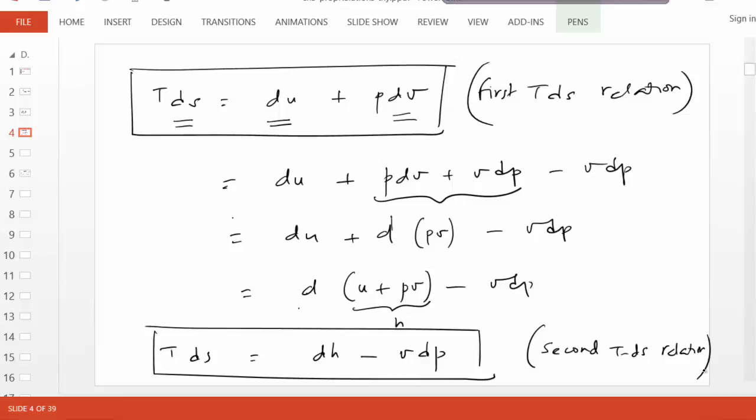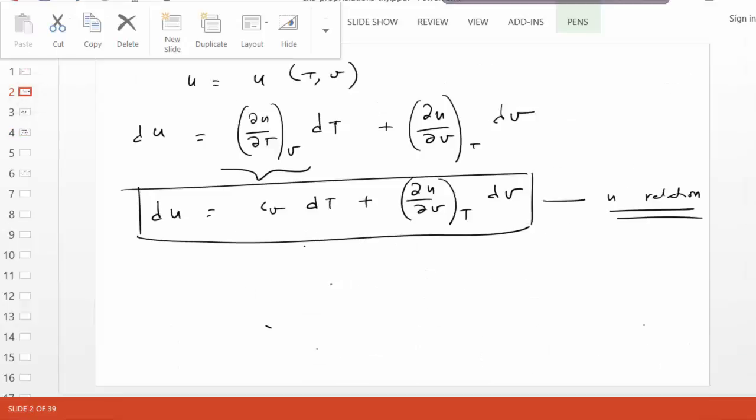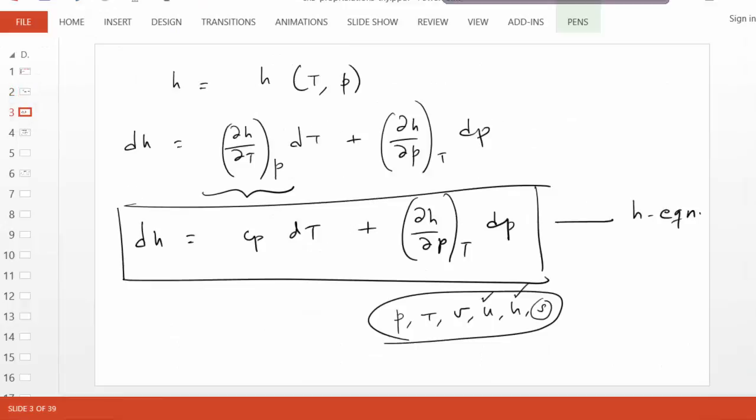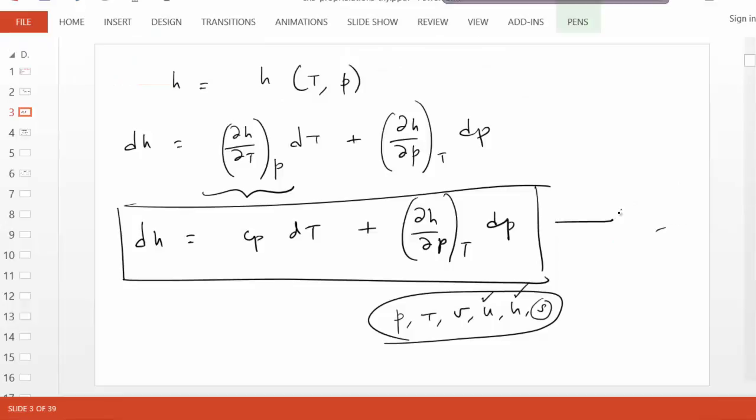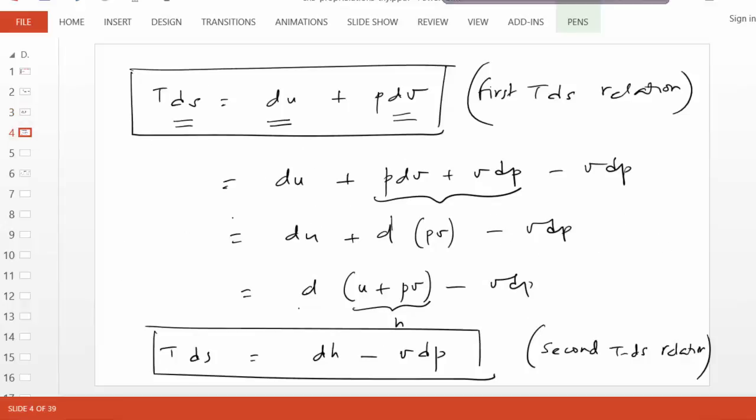So whenever we want to find U, we'll start with the U relation. Whenever we want to find enthalpy, we'll begin with the H relation. It's not called an equation, it's called a relation, I'm sorry. And to find entropy, we're going to use either the first or the second TdS relation. Again, the book has a detailed proof. You can go over that.